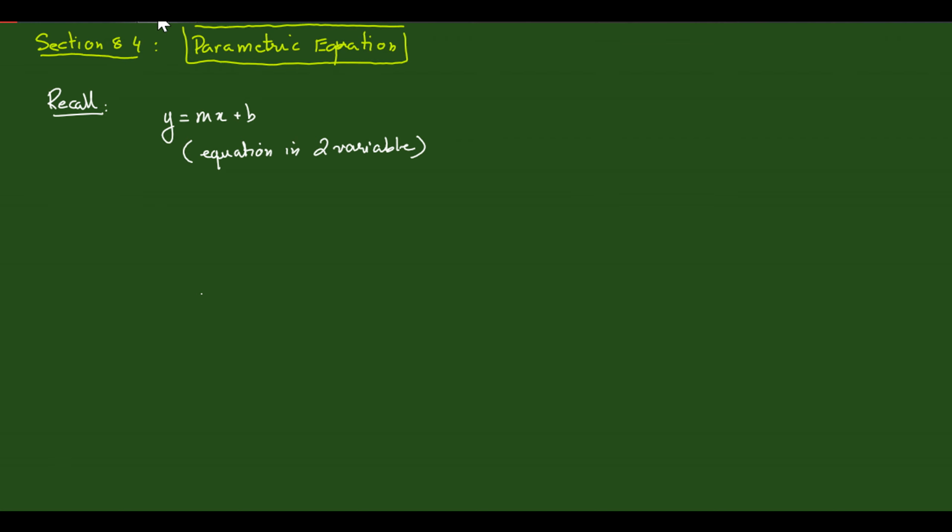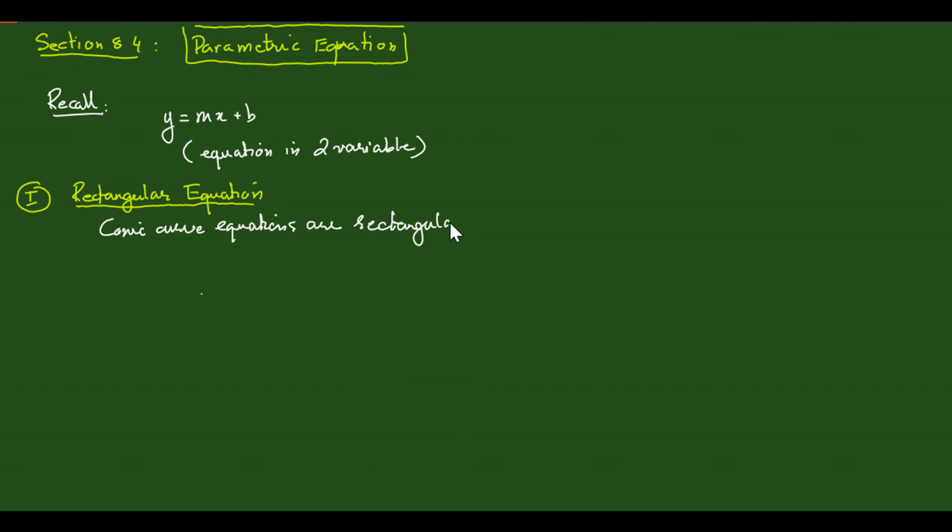Okay. So in pre-calculus, any equation in two variables we can call a rectangular equation. Rectangular equation. So they have a name for that. So all conic equations are rectangular equations. That's an example of rectangular. So I'm going to put over here: conic curve equations are rectangular equations.